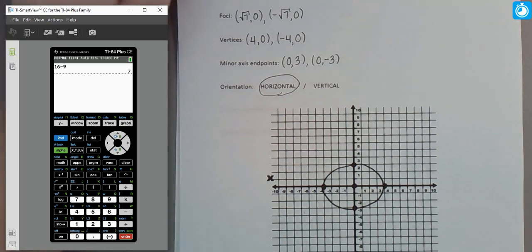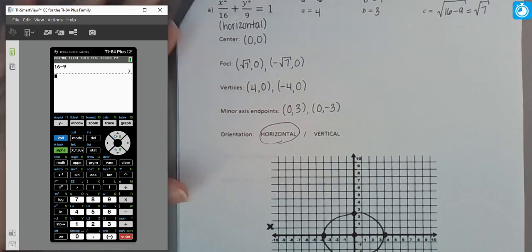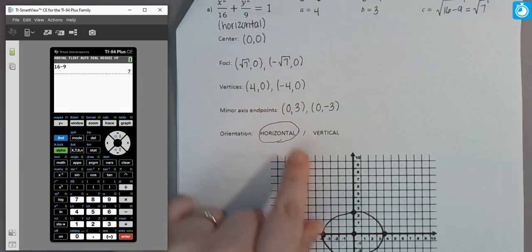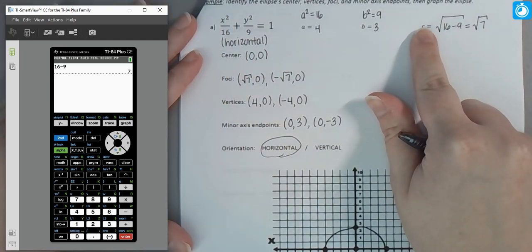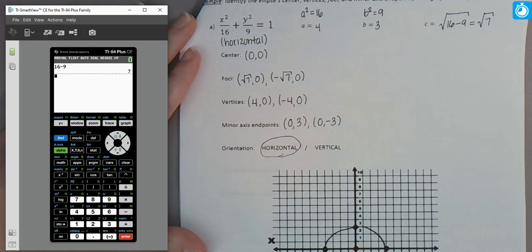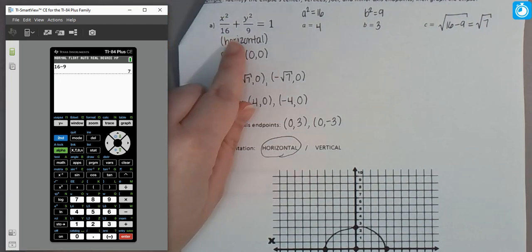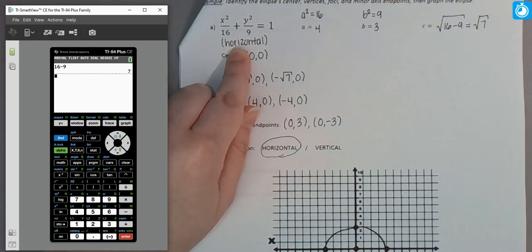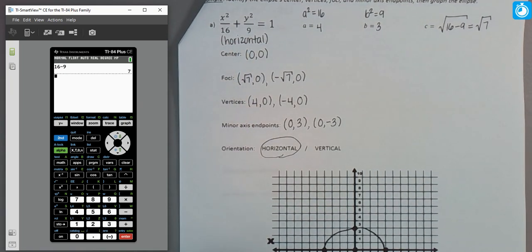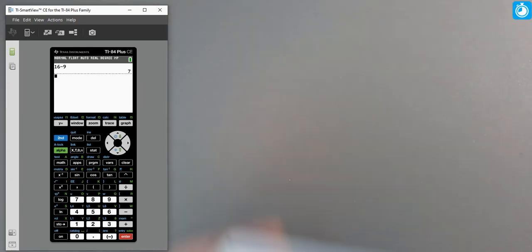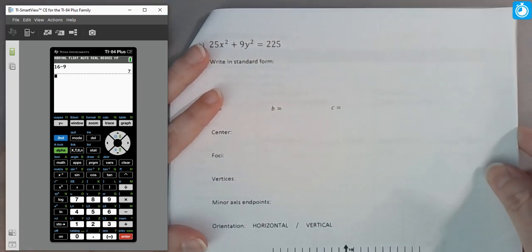So notice in this case, we didn't need any formulas to find the foci, the vertices, and the minor axis endpoints, aside from that formula for C. Everything is based on just what the graph would look like once we determine whether or not we're looking at something that's horizontal or something that's vertical. Okay, so let's look at another example. Same directions. Now we have a different equation.